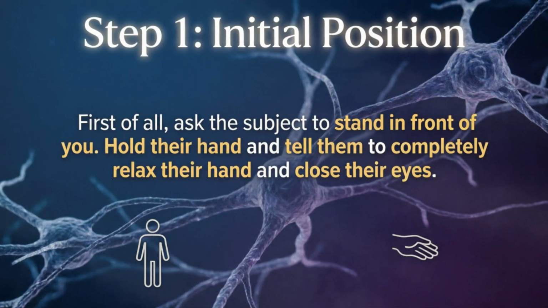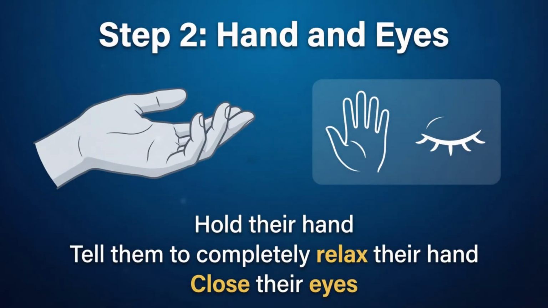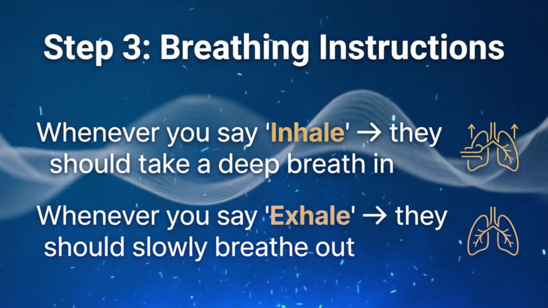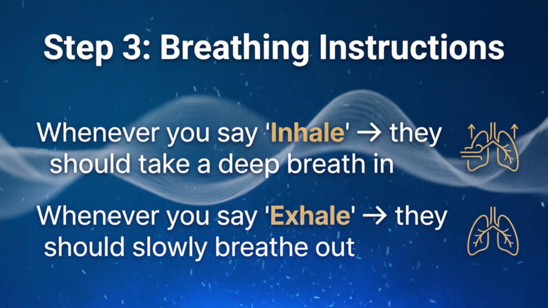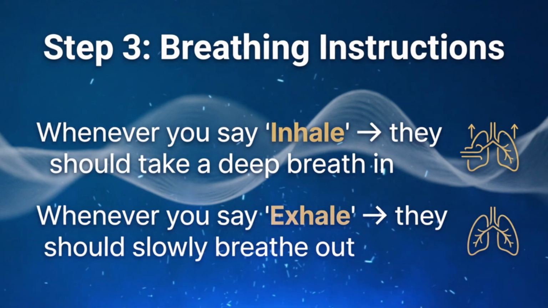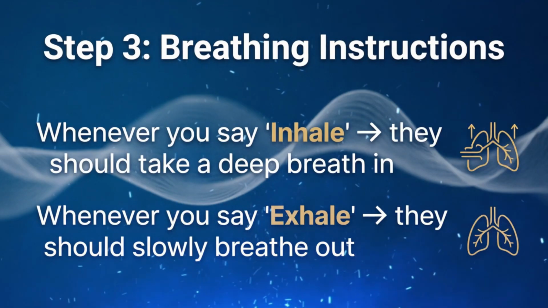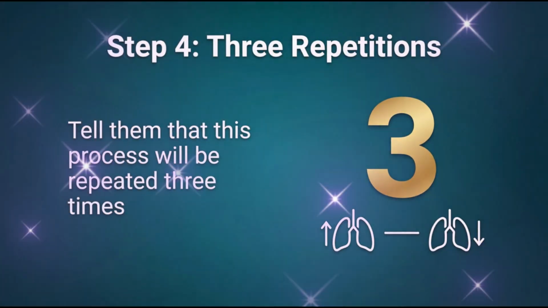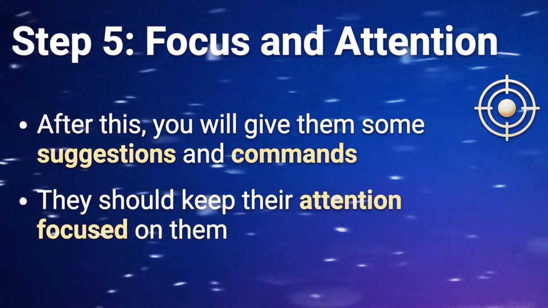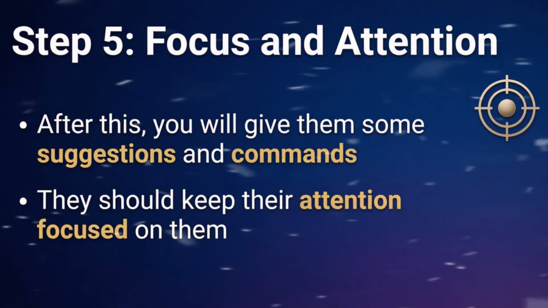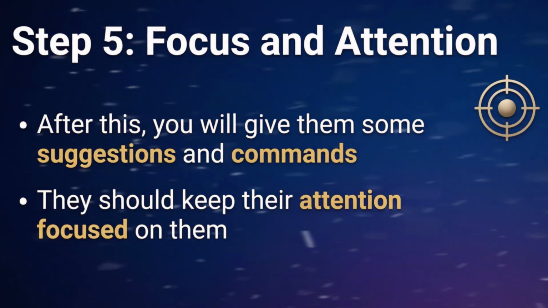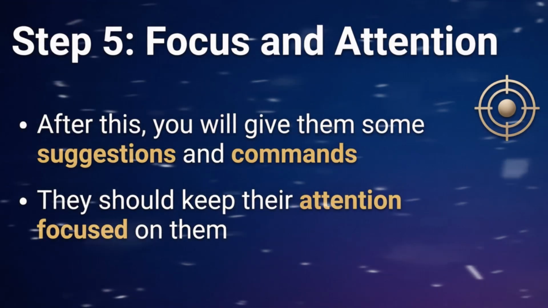interruption. First of all, ask the subject to stand in front of you, hold their hand and tell them to completely relax their hand and close their eyes. After that, explain to them that whenever you say inhale, they should take a deep breath in, and whenever you say exhale, they should slowly breathe out. Tell them that the process will be repeated 3 times, then explain that after this, you will give them suggestions and commands and they should keep their attention focused on them.